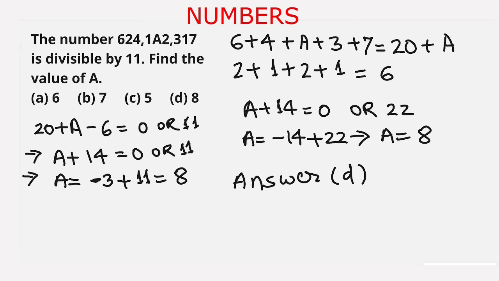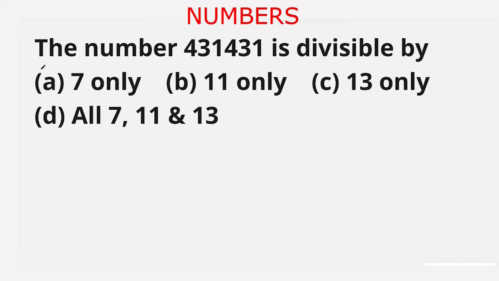Hope you have understood the method of solving this question by the two methods. We go to the next question. Our question is, the number 431431 is divisible by option A 7 only, option B 11 only, option C 13 only, option D all 7, 11 and 13.